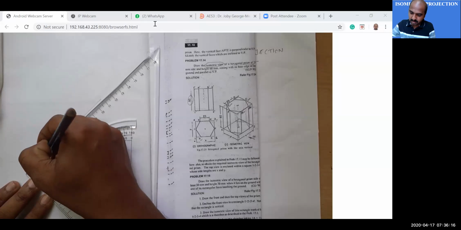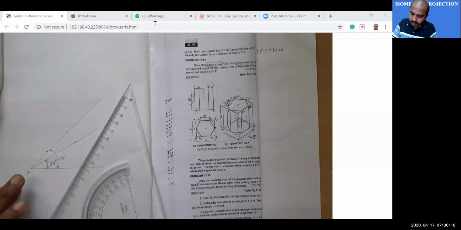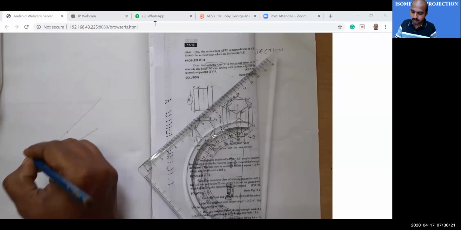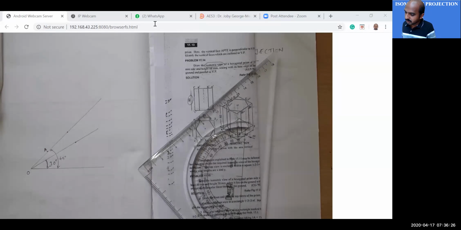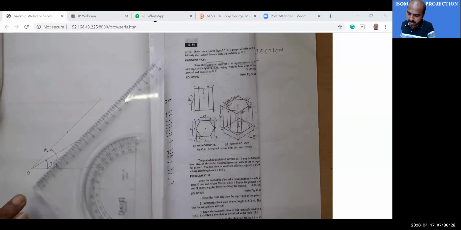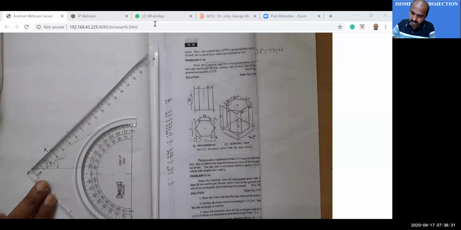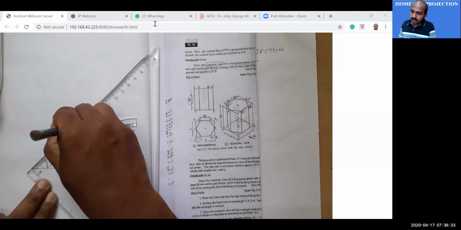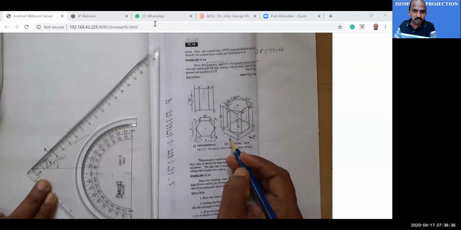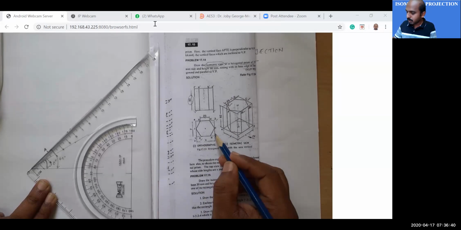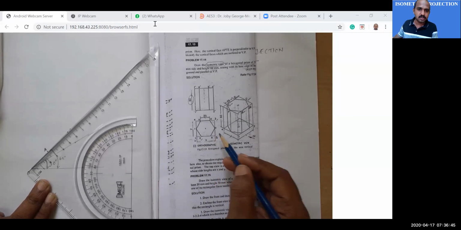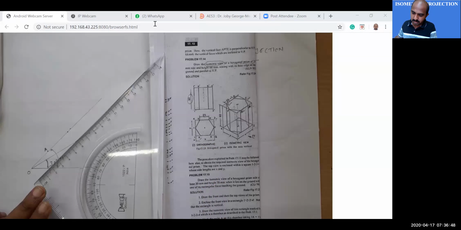Let it be OA. Then the next length is 60. When we are drawing the isometric, once you inscribe this in a rectangle, the other two isometric lengths will come. You need to measure that and convert it into isometric scale. So mark the 60 here, and this is OB.